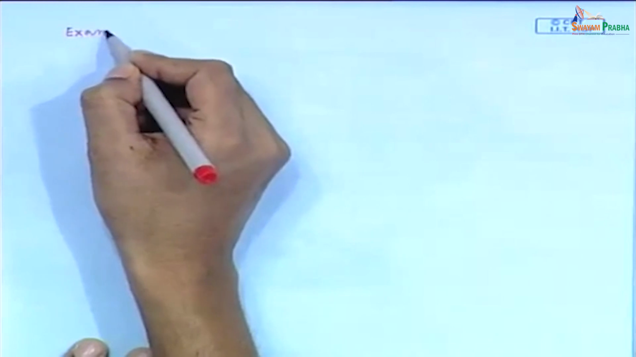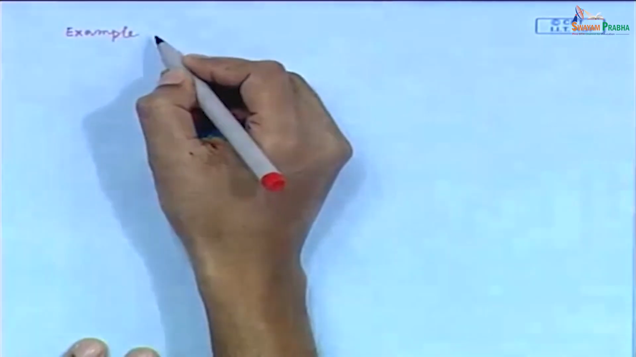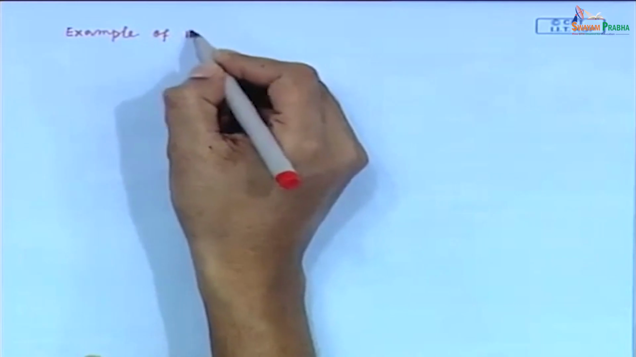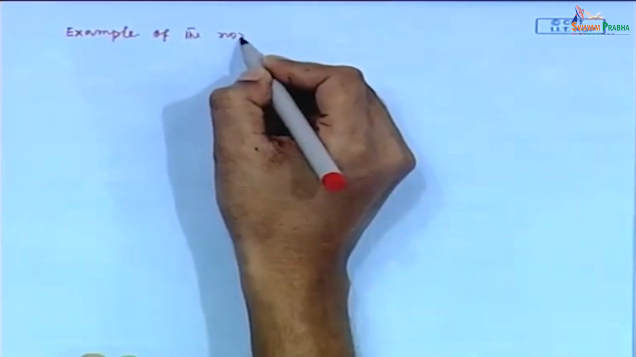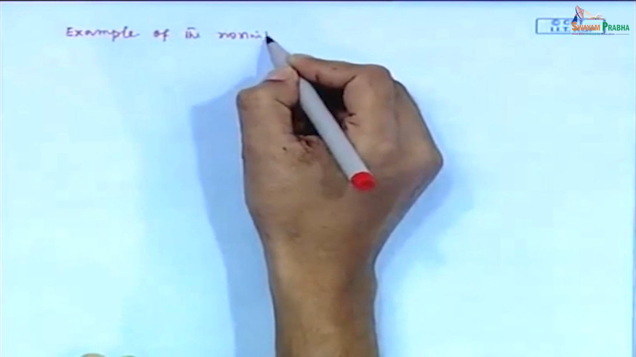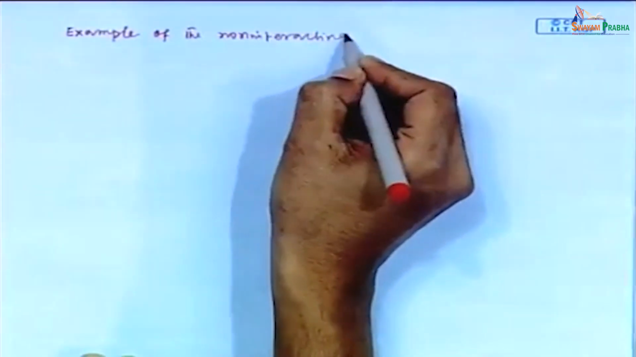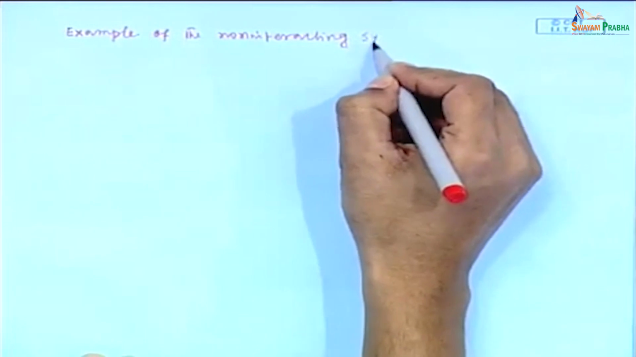Today we will continue our discussion on dynamics of second order systems, and we will start today with a physical example of a non-interacting system.